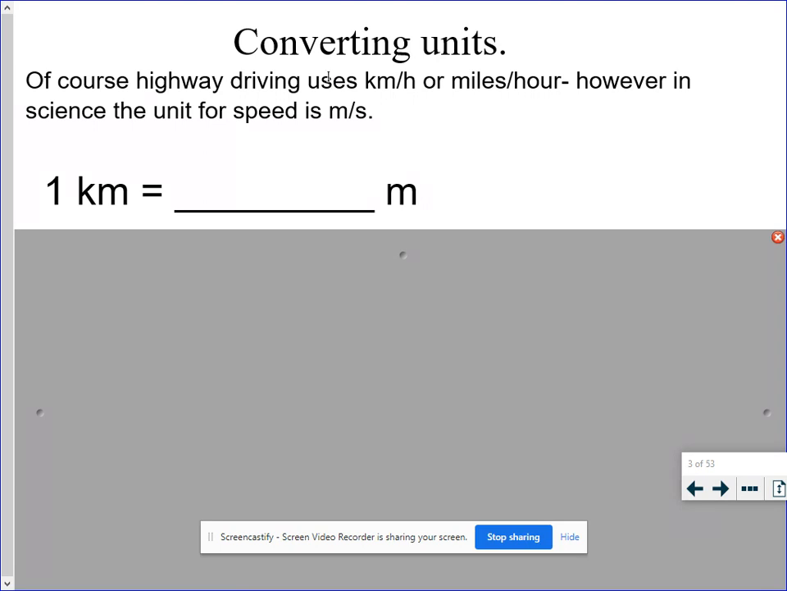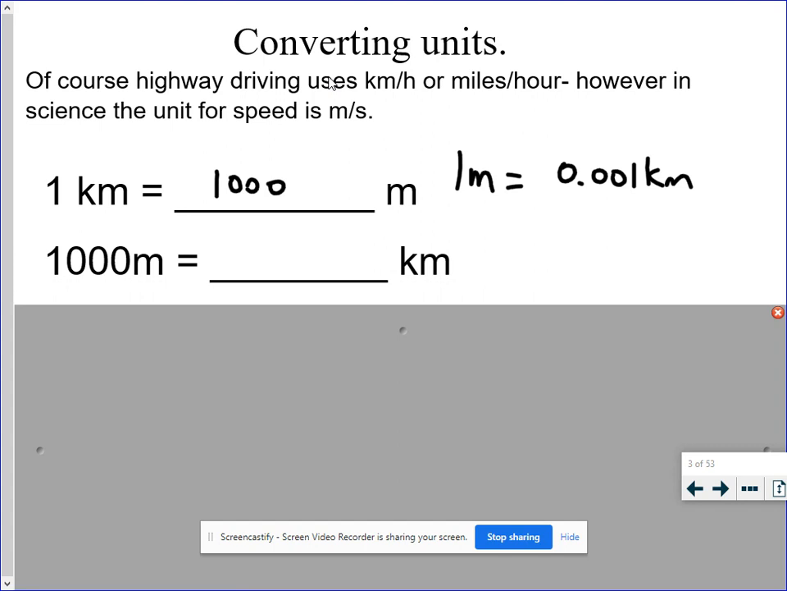1 kilometer is equal to 1,000 meters, right? So conversely, 1 meter is equal to 0.001 kilometer. A kilometer is a big unit. A meter compared to a kilometer is very small. So if you had 1,000 meters, that's equal to 1 kilometer. So they're units of thousands. This little k is a unit of scale, 1,000 times bigger.